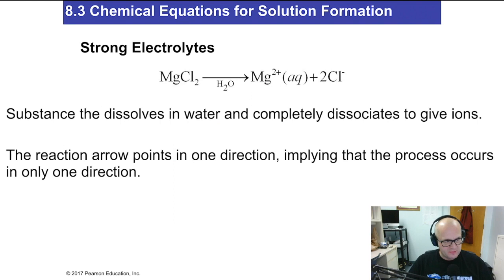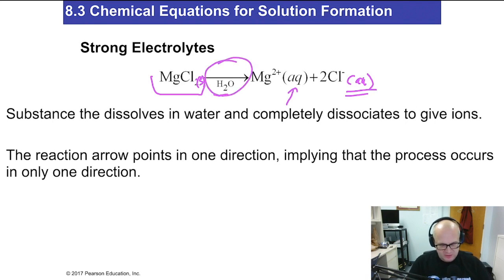And here's another example of a strong electrolyte. Magnesium chloride. It's going to be solid. Dissolves in water. Aqueous. And this also would be aqueous. Okay? Strong electrolyte. The arrow points only in one direction. So it's going to be a strong electrolyte.